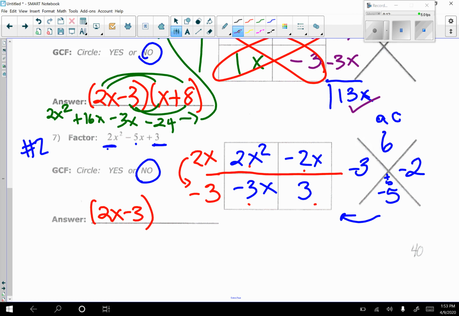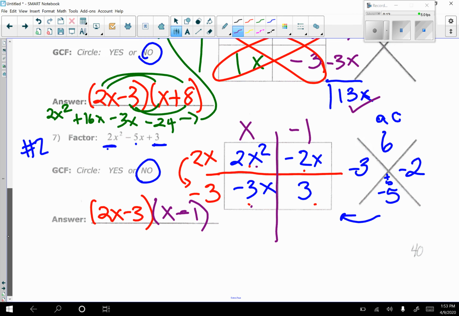Okay. Now I'm going to do it this way with my columns. What's the GCF of 2x squared minus 3x? What can I take out? I can only take out an x. What about negative 2x and 3? The only thing I can take out is a negative 1. That's x minus 1. Okay, so I have 2x minus 3 times x minus 1.